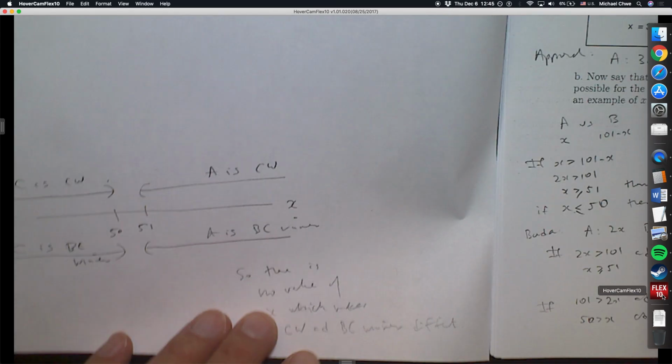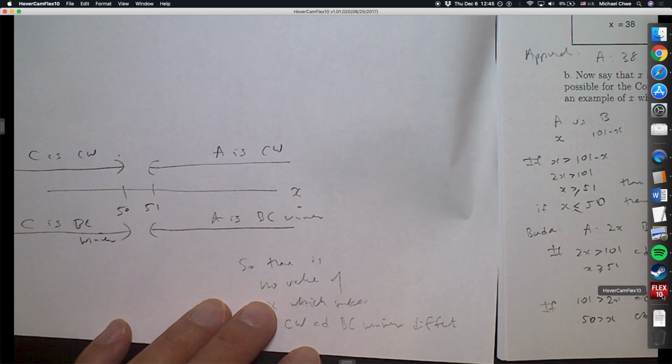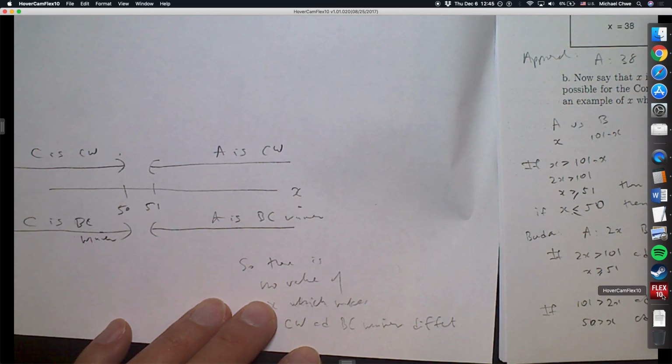How many people have gotten to B and done it? I'm just curious. Some people are working on C. Do you want to stop now? Okay, all right, then we'll keep on doing this like a regular class.